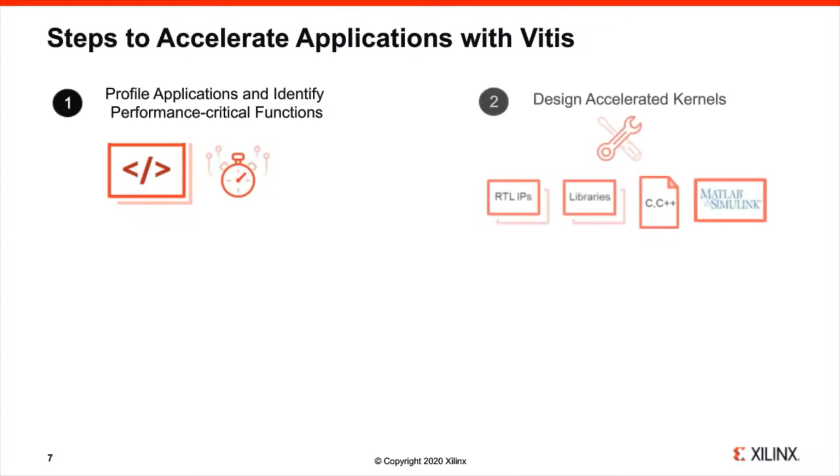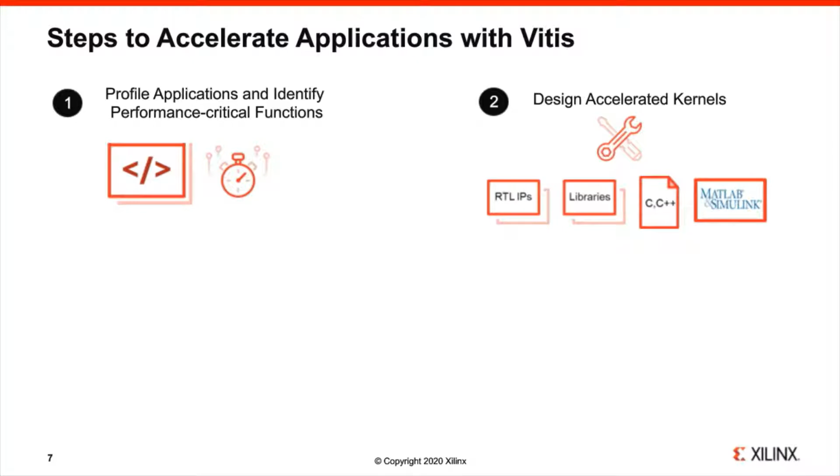Once you have identified the performance critical functions and set your performance goals, the next step in the process is designing the accelerated kernels that can be deployed on the FPGA fabric. To do this, you can use performance-optimized Vitis libraries, design custom algorithms in C++ and use compiler directives to steer performance. You can leverage Xilinx-optimized add-on toolboxes for MATLAB and Simulink, and you can also reuse RTL IPs within a Vitis application. The choice here really depends on the algorithm developer.